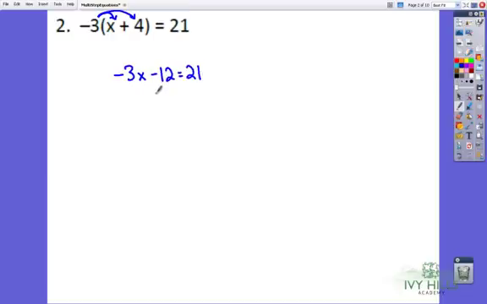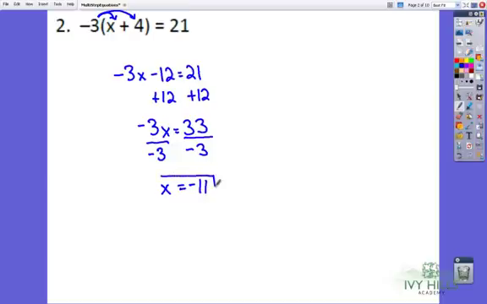At this point, I'll add my constant 12 to both sides. I'll add a 12 to both sides. That will give me negative 3x equals 33. And if I divide both sides by negative 3, that will give me an x value of negative 11.